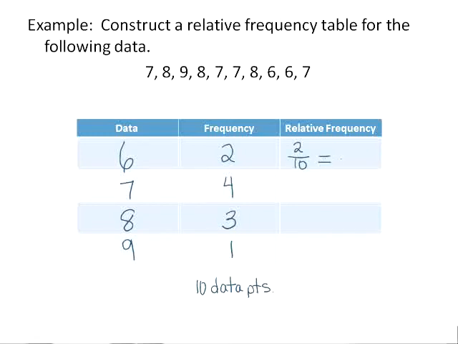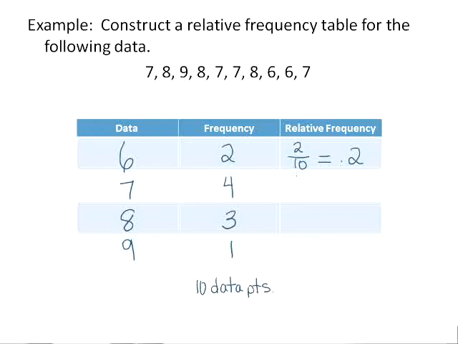So we're going to divide to get a decimal of 0.2. So the relative frequency for the data point 6 is 0.2. So that's essentially saying that the 6 occurs 20% of the time.